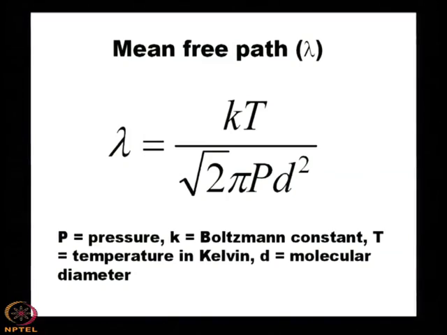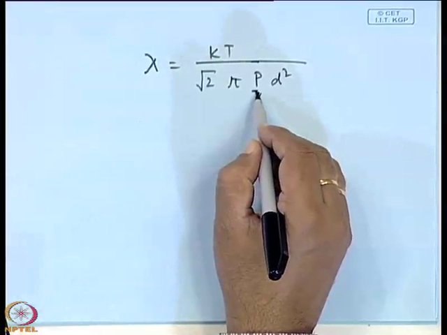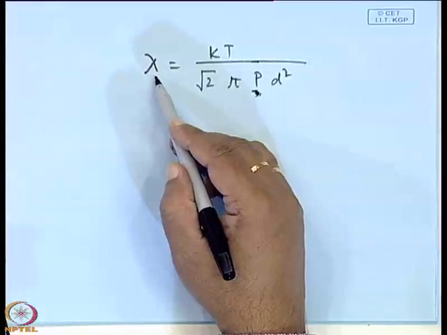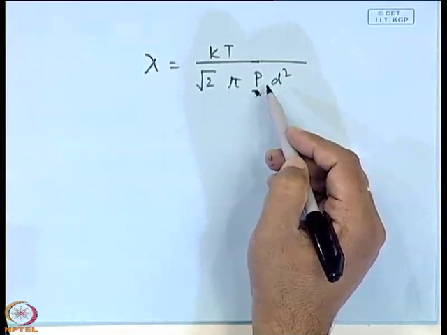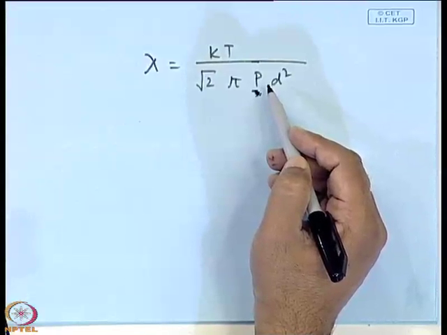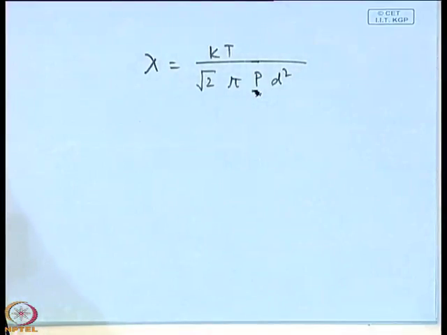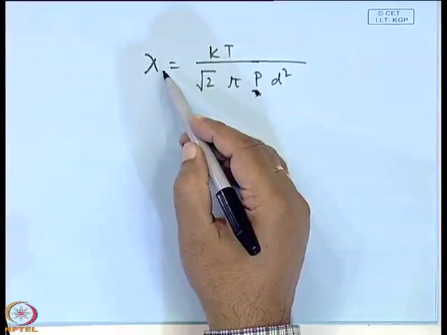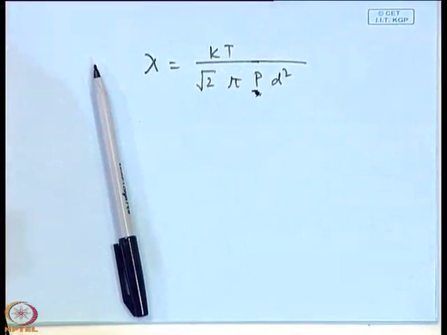Here also you see that so far as the mean free path expression is concerned, this P is in the denominator. P is in the denominator means, to increase lambda, P must be small, means 10 to the power minus 8, minus 9, minus 7, that type of thing. From P is 1, say atmospheric, it must be 10 to the power minus 8, so that lambda will increase manifold.